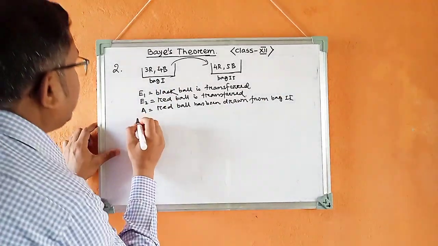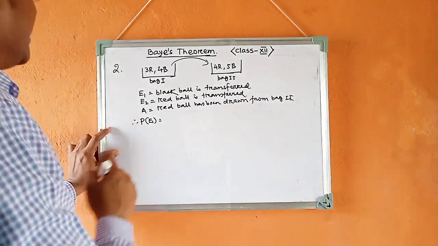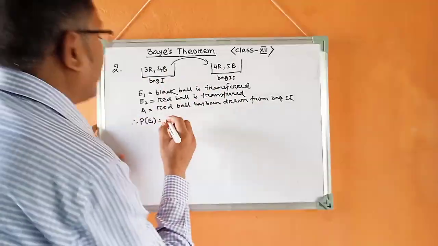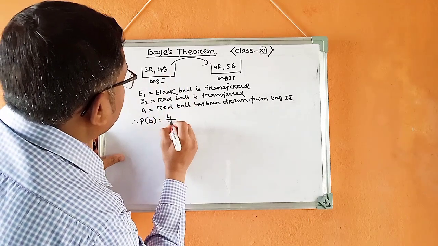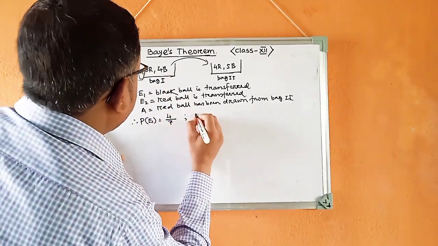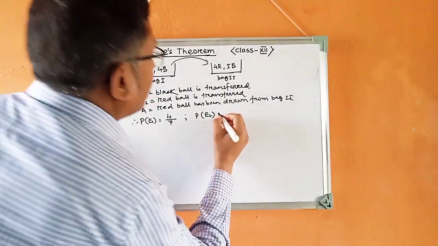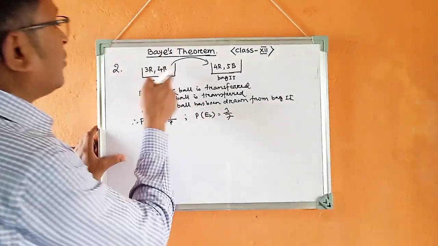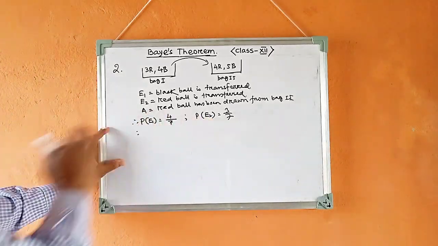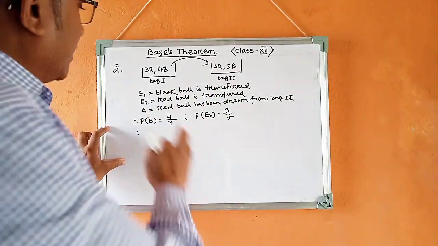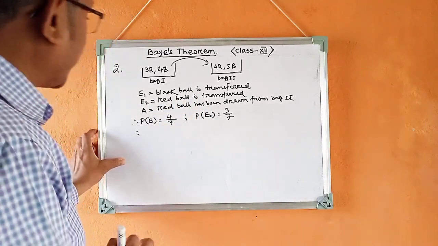So first, P(E1), the probability of event E1. Event E1, black ball is transferred. There are 4 black balls, so 1 black ball is transferred: 4 divided by 3 plus 4, that is 7. Then P(E2), that means a red ball is transferred. How many red balls? 3 red balls. So 3 divided by the total balls, 4 plus 3, that is 7. Now check whether E1 and E2 are mutually exclusive events or not. Obviously E1 and E2 are mutually exclusive and exhaustive events.